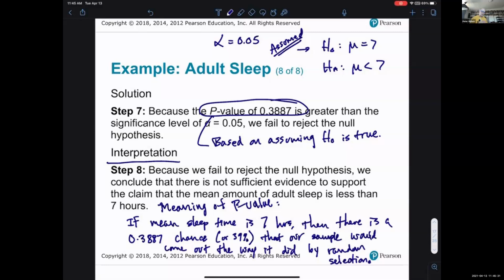So a low p-value would allow us to draw that conclusion, but the p-value we got was so high and doesn't really show that this is a rare occurrence at all when people are sleeping 7 hours, so it's not evidence against the fact that people sleep an average of 7 hours. And so we fail to reject the claim that on average people sleep 7 hours. And this is not sufficient evidence to support the claim that people actually sleep less than 7 hours on average, because you could very easily get this sample when people did sleep 7 hours on average.